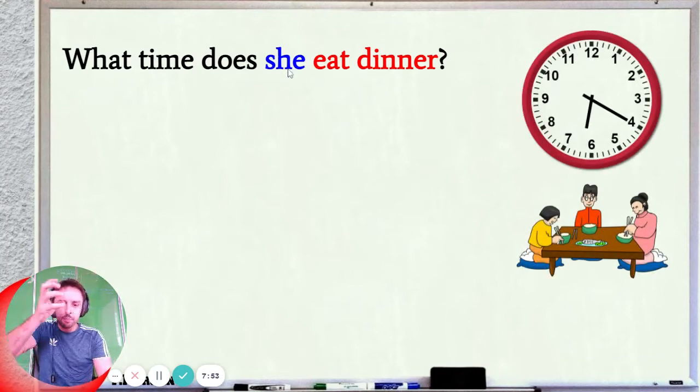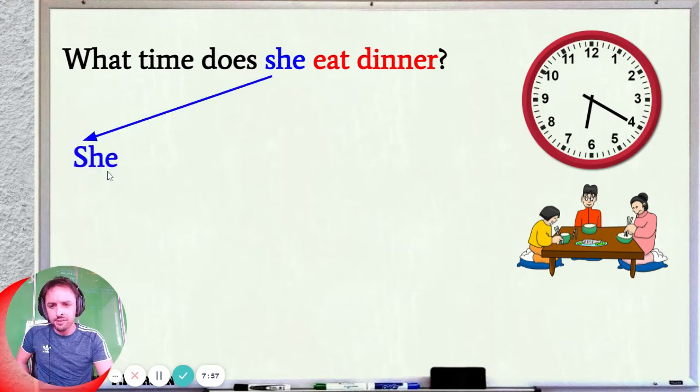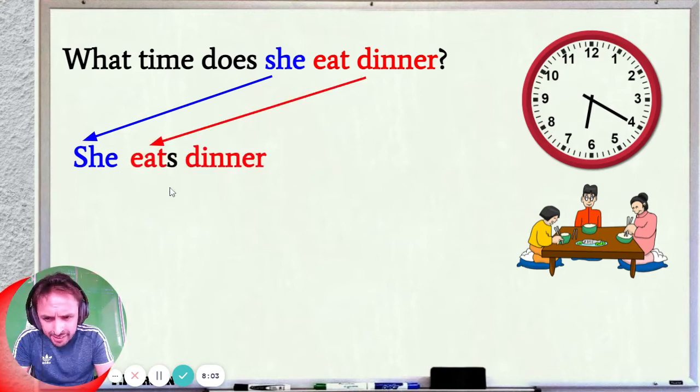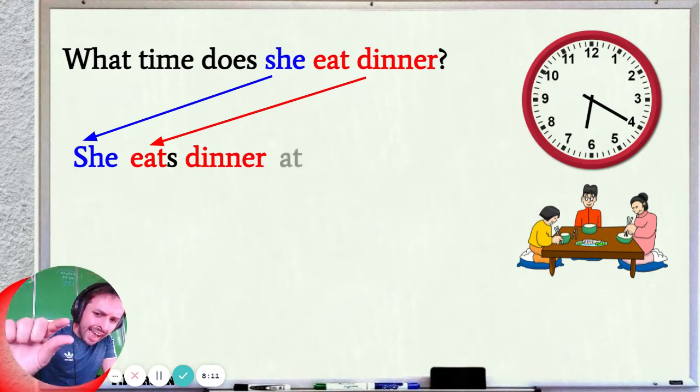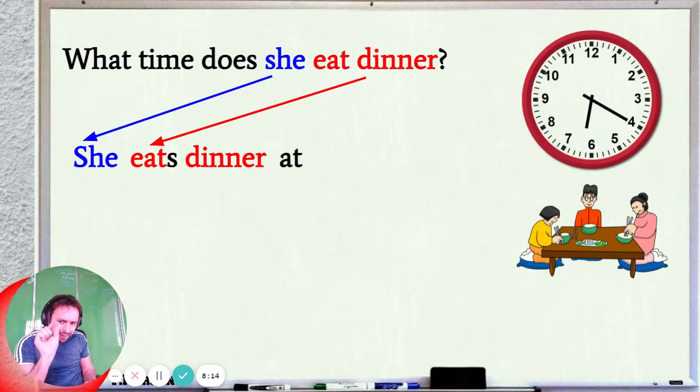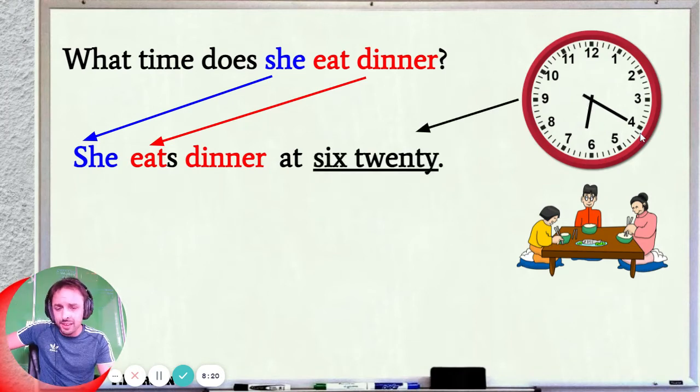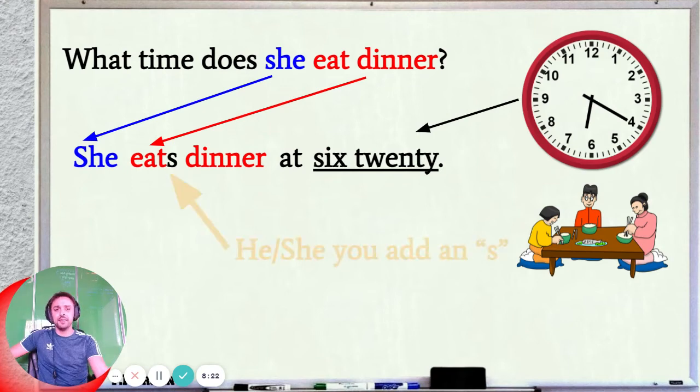Okay, first we take the pronoun. She, give it a capital S. She what? Then let's take the verb. She eats dinner. Remember the S. He or she, you add an S. Then the small word. She eats dinner at what time? 6:20. She eats dinner at 6:20.